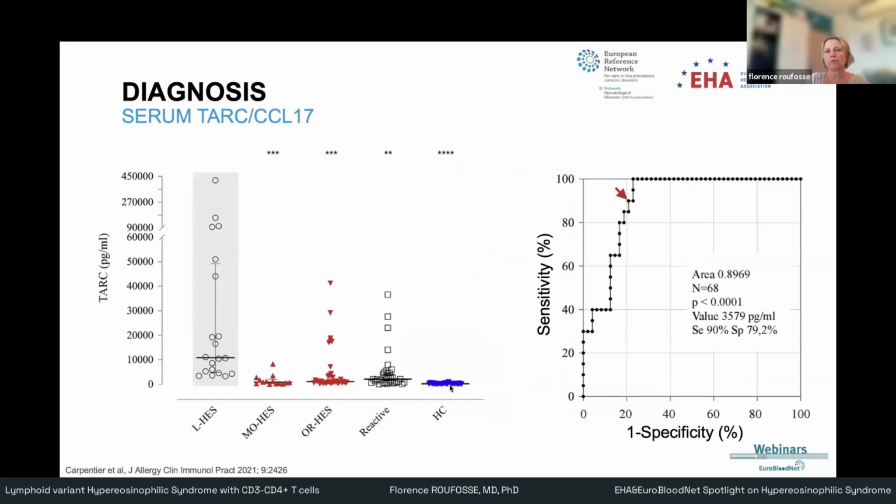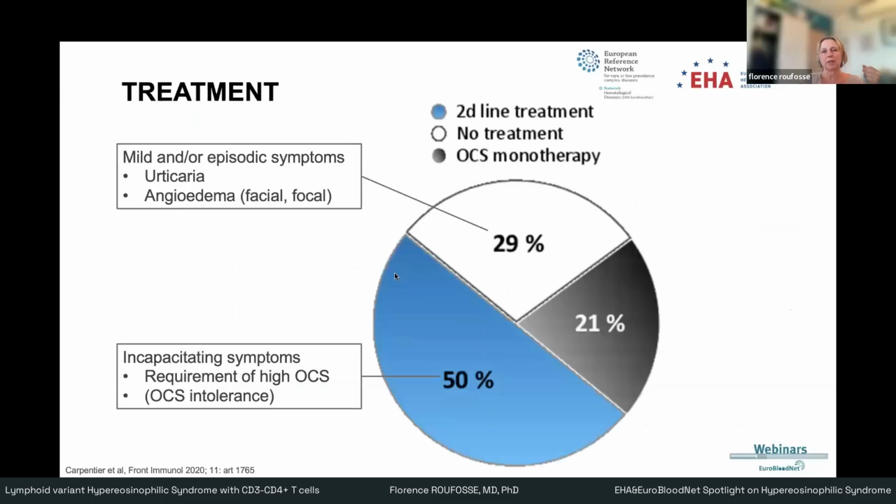Another test that can be done, which is unfortunately not done routinely but can be really interesting, is measurement of serum levels of the chemokine TARC, which is a type 2 chemokine, also called CCL17. These are our L-HES patients, and you can see striking elevations of these serum levels. We were actually able to make a ROC curve and determine that a level of 3,000 picograms per milliliter had the highest sensitivity and specificity for L-HES. Although, as you can see here, some patients who have organ-restricted disease, more specifically skin hypereosinophilic symptoms, so really restricted to the skin, also have elevated serum TARC levels. So it's not completely specific.